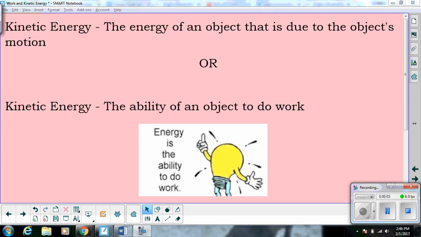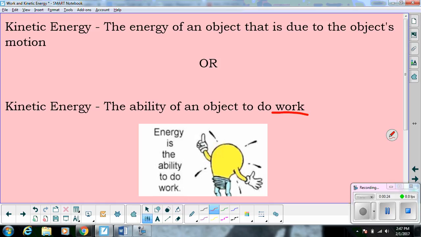The purpose of this video is to show you that kinetic energy equals work. When we did the matchstick rocket lab, you saw that kinetic energy is defined as the energy of an object that's due to the object's motion. We can also define kinetic energy as the ability of an object to do work. And what we're going to do here is prove that this is true.